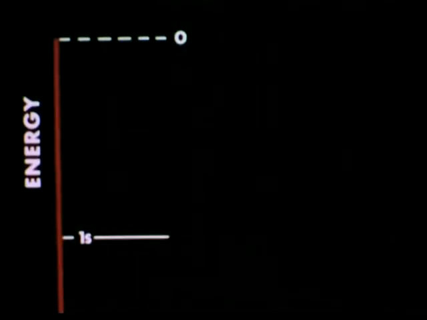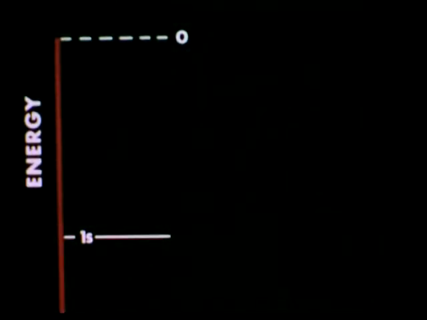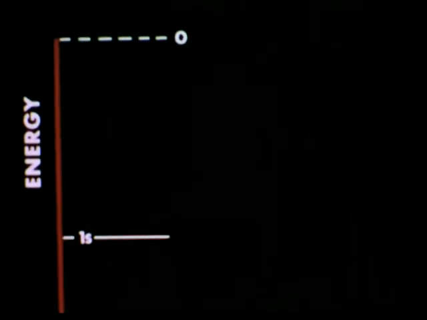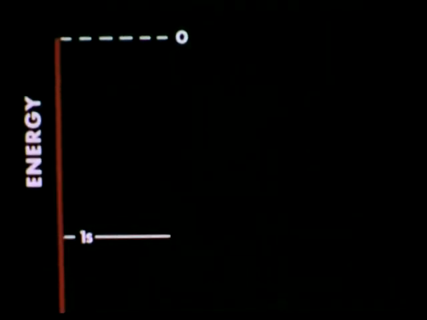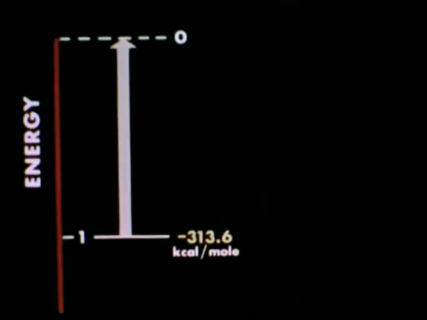You'll recall that the 1s orbital corresponds to the lowest energy level of the hydrogen atom. The 1s level can be further characterized by the energy needed to pull the electron completely away from the proton. For the first level, this energy is found to be minus 313.6 kilocalories per mole.